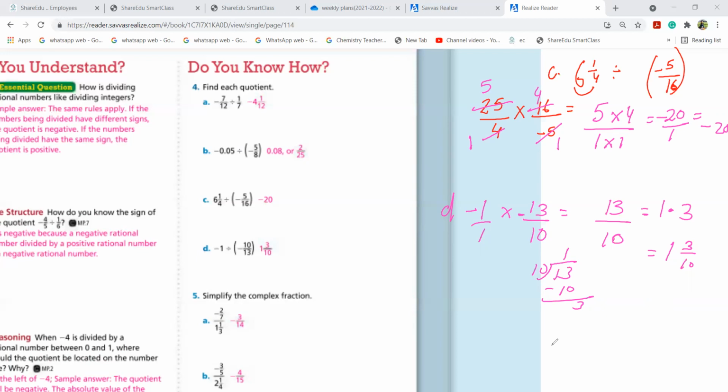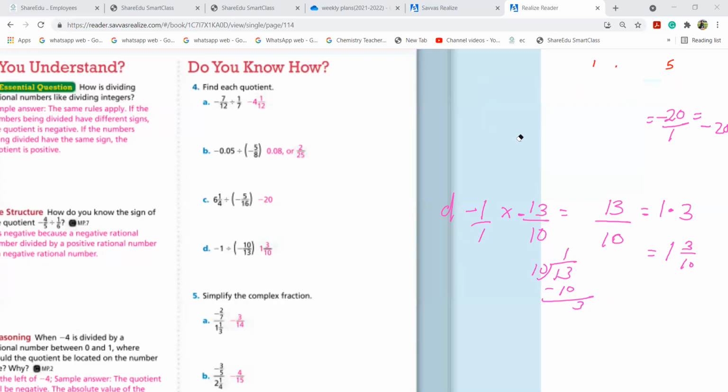Finished? Finished? Number 4. Yes. Let me do number 5.